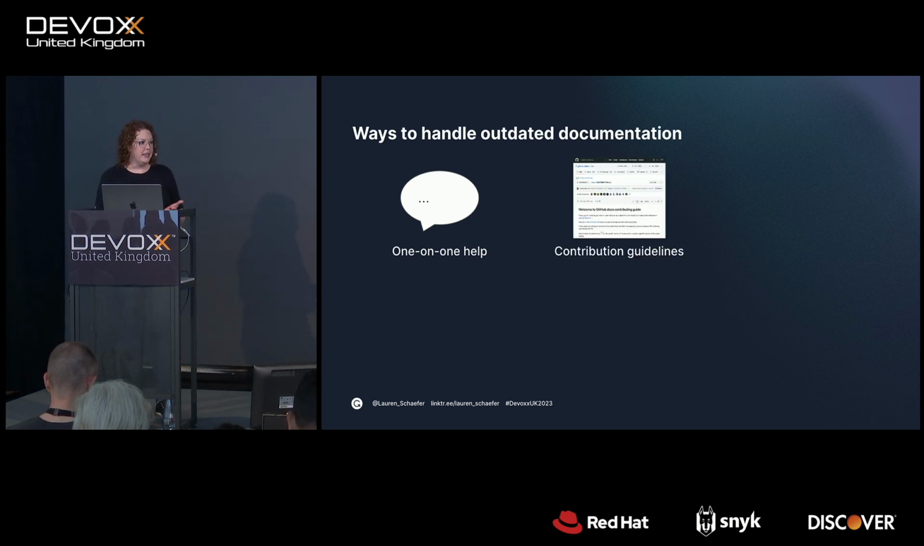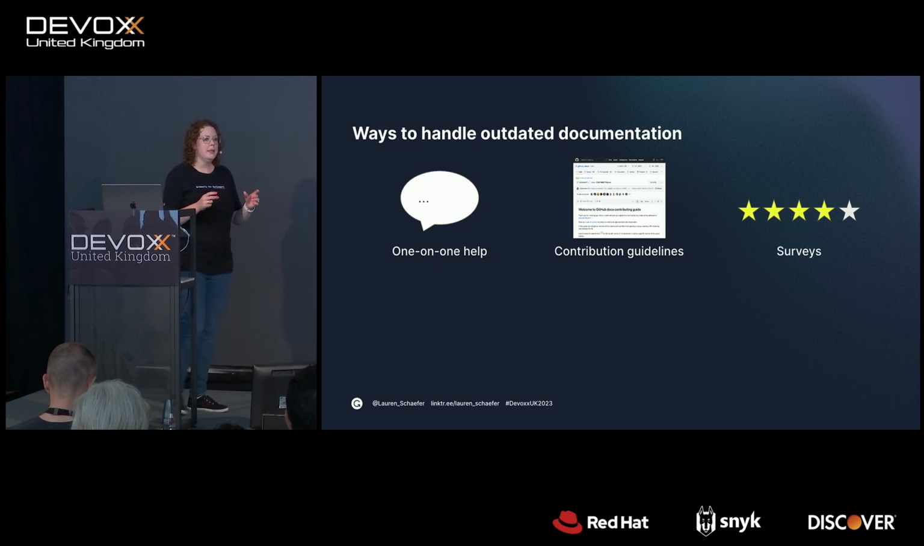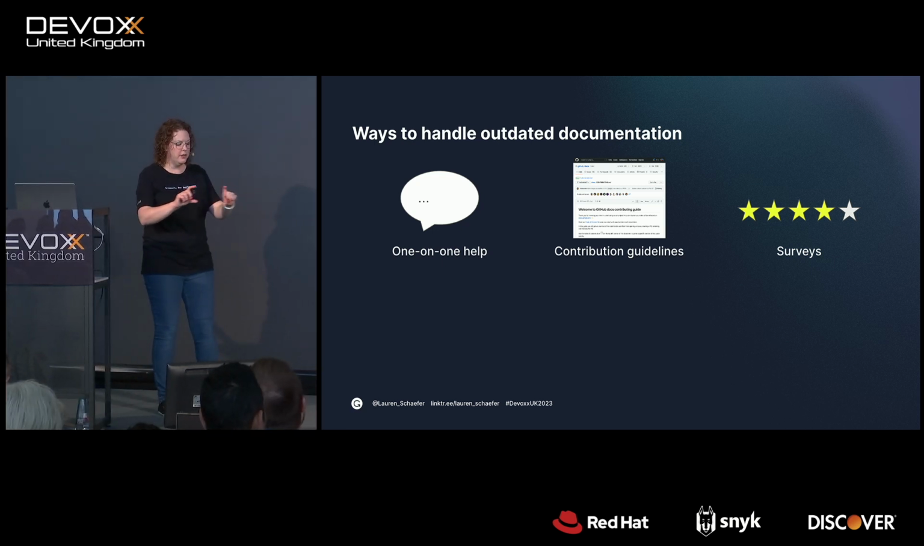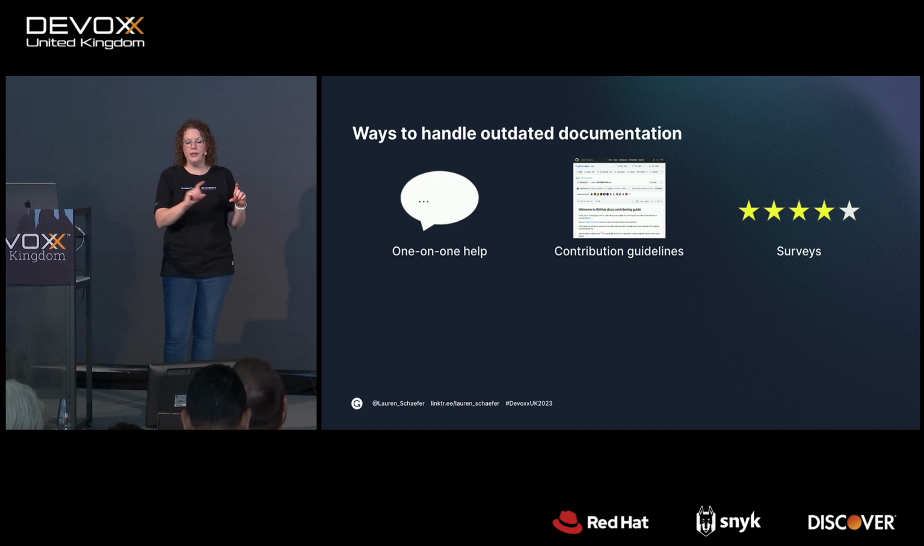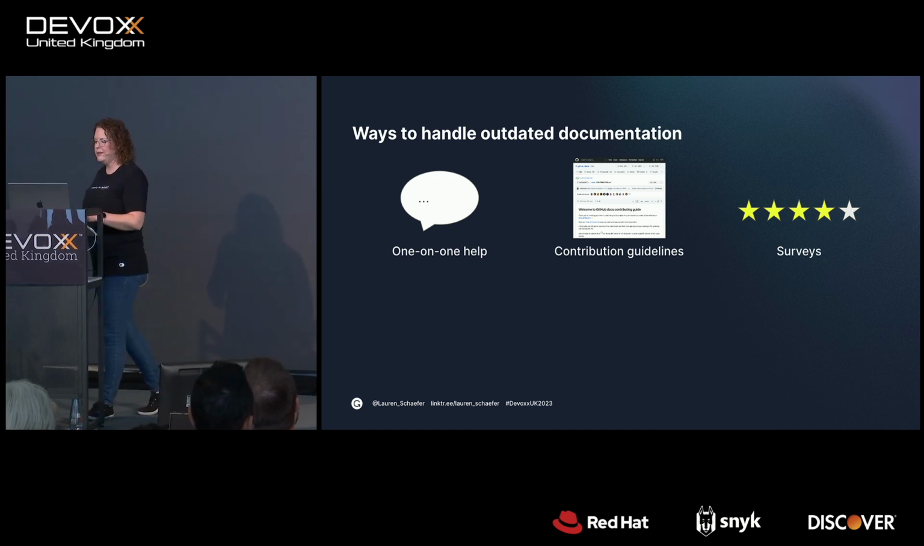You can make your docs editable and provide contribution guidelines so that readers can make updates to the docs themselves. You can add a survey widget to your docs that allow readers to report issues. So this is something we do. At the bottom of every docs page, we have a survey widget. You can select 1 to 5 stars, and then you can also input a comment. So we know right away if something's broken.